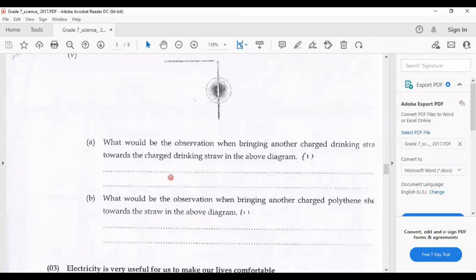Next one, what would be the observation when bringing another charged drinking straw towards the charged drinking straw in the above diagram? The two drinking straws are charged with the same charges, so they repel each other. What would be the observation when bringing another charged polythene sheet towards the straw in the above diagram? These two things, the drinking straw and the polythene sheet, have opposite charges, so they are attracting each other.